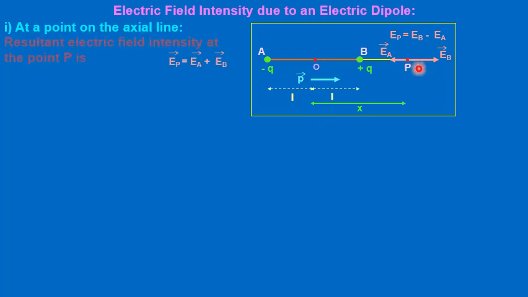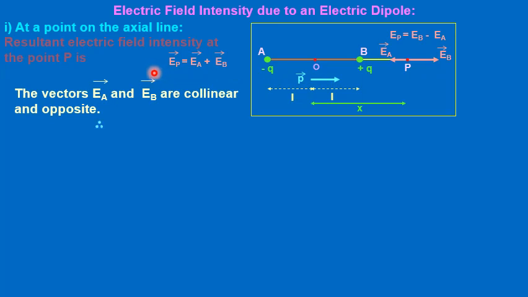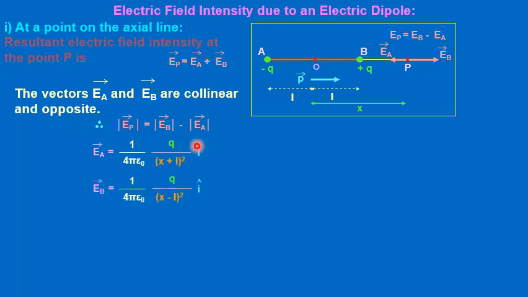As we can see, the positive charge will repel and show the direction EB vector towards right and EA vector towards left. So the net electric field EP will be equal to EB minus EA. The vectors EA and EB are collinear and opposite. Therefore, the magnitude of EP vector equals the magnitude of EB vector minus the magnitude of EA vector.